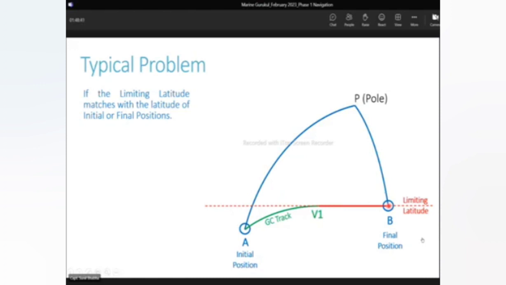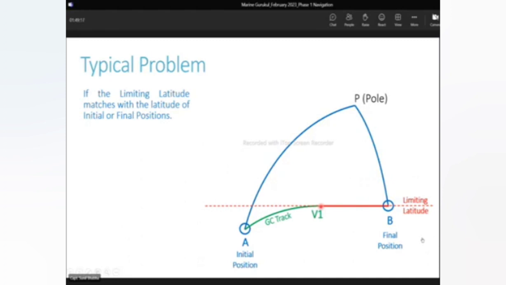So you see, in this case, we do not have to follow the third leg of our passage, that is the great circle track from limiting latitude going up to position B. That is not required at all, because when we are following our second leg of the passage, that is moving along the parallel track, we will be reaching our destination, that is position B, because the destination is exactly on the limiting latitude. Now let's complete the diagram.